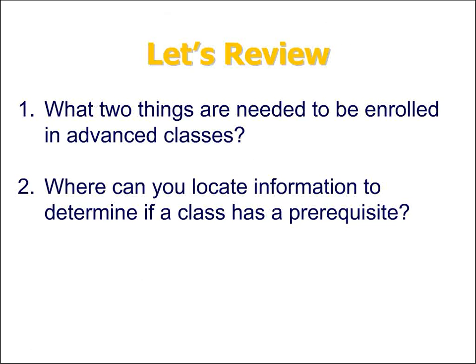So let's review. What 2 things are needed to be enrolled in advanced classes? And where can you locate information to determine if a class has a prerequisite? Well, in order to be enrolled in advanced classes, you must have at least an 85 yearly average in the previous on-level class in the same subject area, or at least a 75 average for the second semester in the current level 1 or K-level class in the same subject. You also need parent permission.